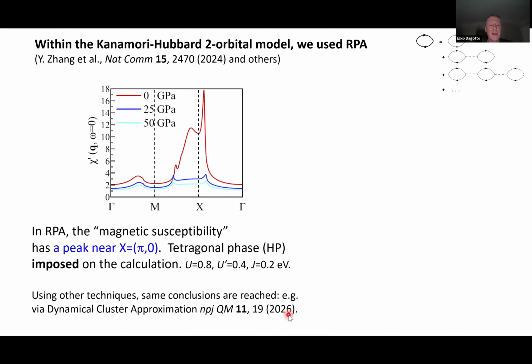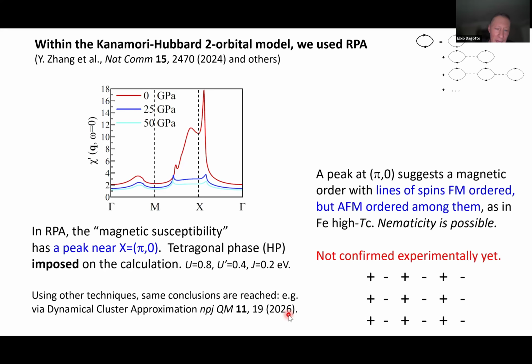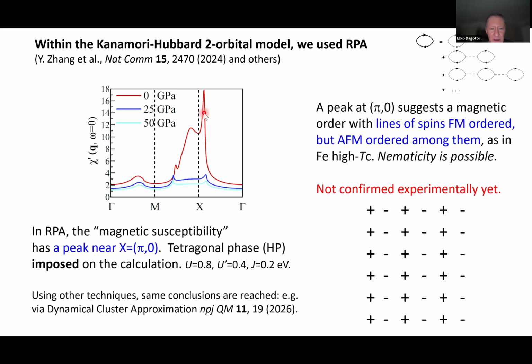So let me just, for simplicity, bring this peak all the way to X. I know it's shifted, but to give an easy cartoon, I will move it all the way to X, and I will declare that the peak is at pi 0. By doing that, that establishes an analogy with the iron high-Tc superconductors that also had a peak at pi 0. In a cartoon of spins up and down, that leads to this very simple cartoon.